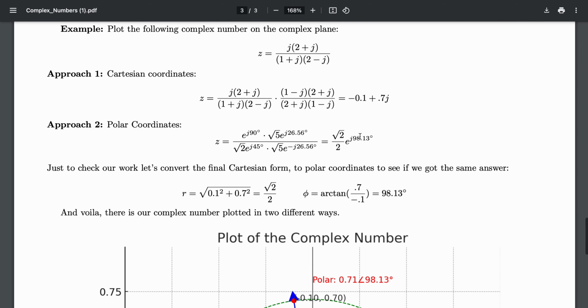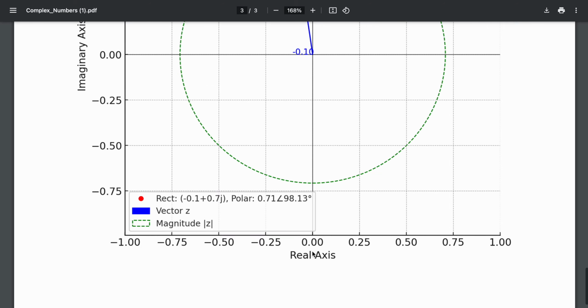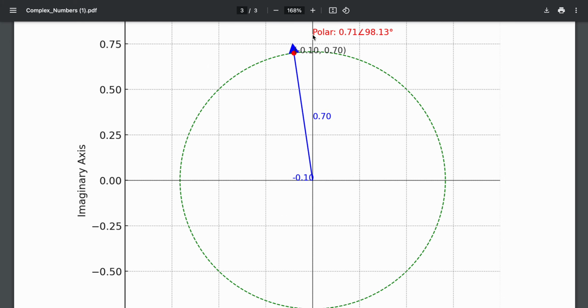So what this is showing is we have negative 0.1 in the x direction. So that's this little distance here on the real axis, and we go up 0.7 in the imaginary component. So that's going to be up here. So we can see that our point is right here, and it's actually on like a circle, right?